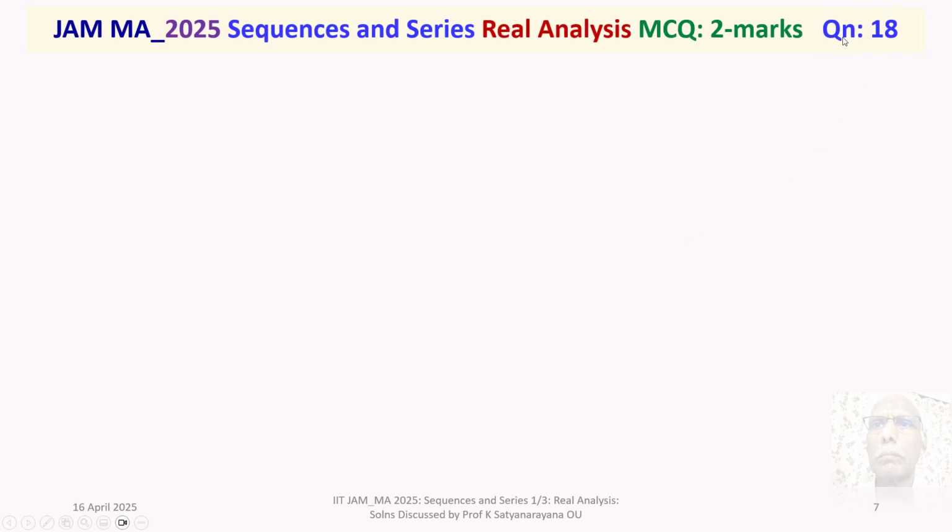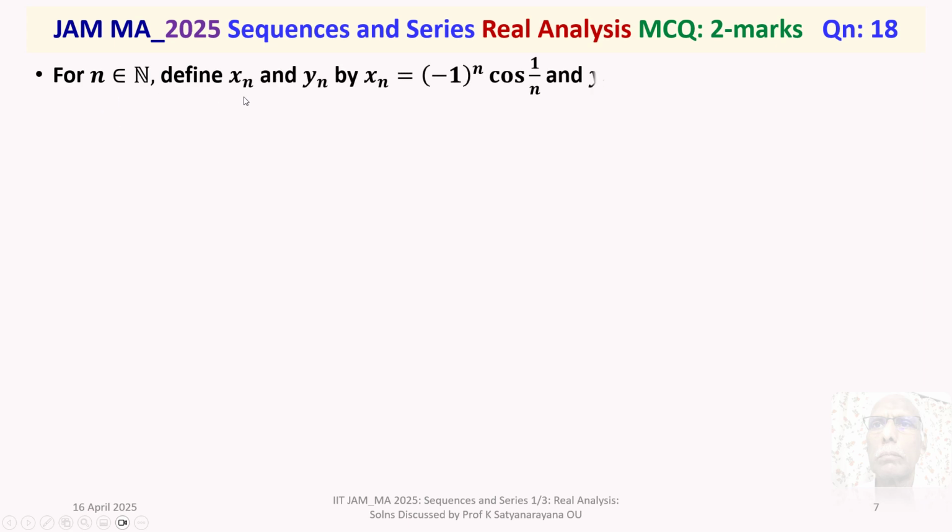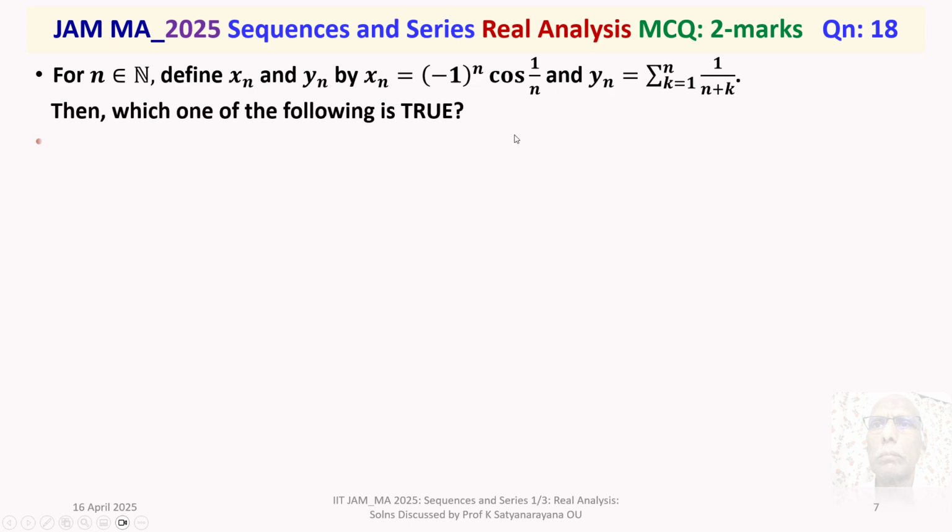This is question number 18 in that question paper. This is for 2 marks. It is an MCQ. The given question is, for n belongs to N, define x_n and y_n by x_n equals (-1)^n cos(1 by n), and y_n equals sigma k equals 1 to n, 1 by (n+k). Then which one of the following is true? We are given 4 options.